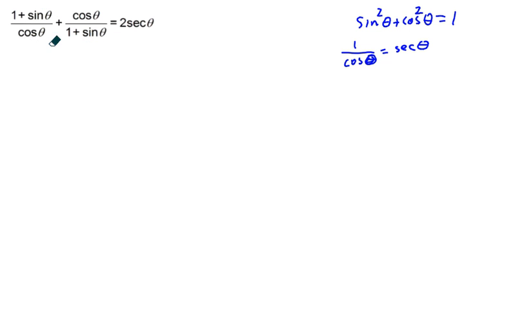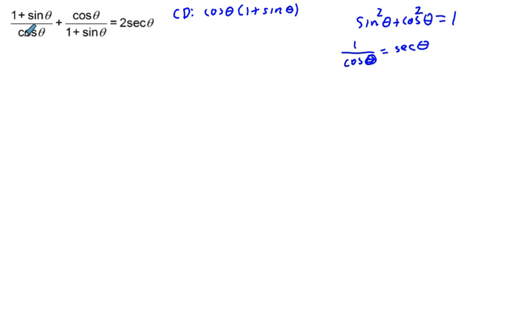So we have two separate fractions here on the left, and what we're going to do is combine them into a single fraction by using a common denominator. And the common denominator, which I label here as CD, can be found by taking both of these two denominators and multiplying them by each other. So if we take cosine theta times quantity 1 plus sine theta, that is going to be our common denominator.